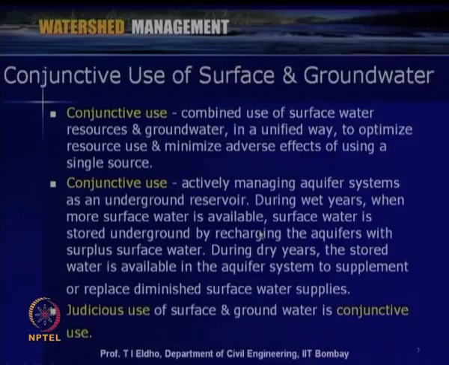As we have seen in the previous slide, we can define conjunctive use as the judicious use of surface water and groundwater, so that all needs are met in an optimal way, without affecting either the surface water source or the groundwater source, or without any adverse effects from the use of one of the sources. That is the way we can define the conjunctive use of surface water and groundwater.